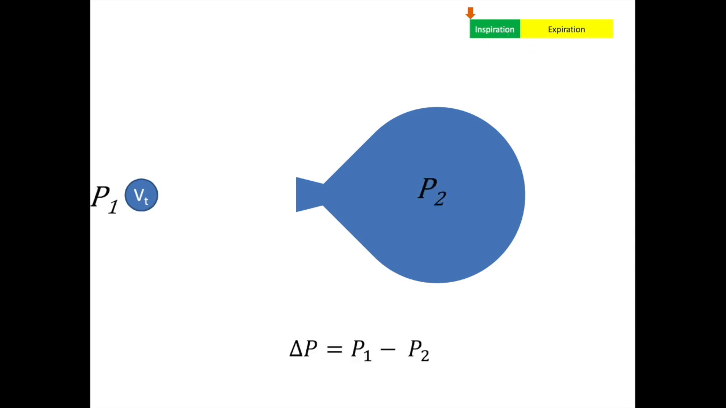Going back to how volumes of air actually move, remember that you need a pressure gradient. So in order for this tidal volume to move into the lung, there has to be a pressure here, P1, and a pressure here, P2. And pressure 1 has got to be bigger than pressure 2 in order for this air to move in. If the tidal volume is moving into the lung, that's inspiration. So the pressure gradient favoring inspiration is P1 minus P2 here.